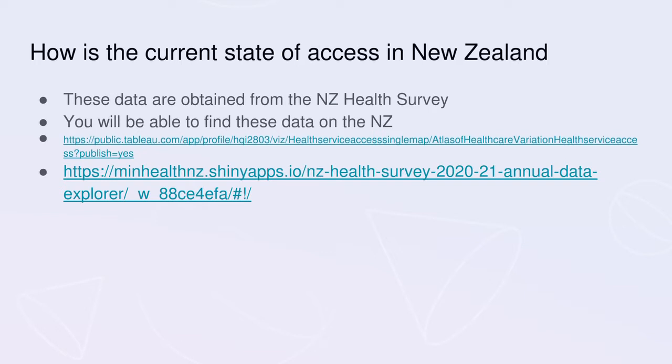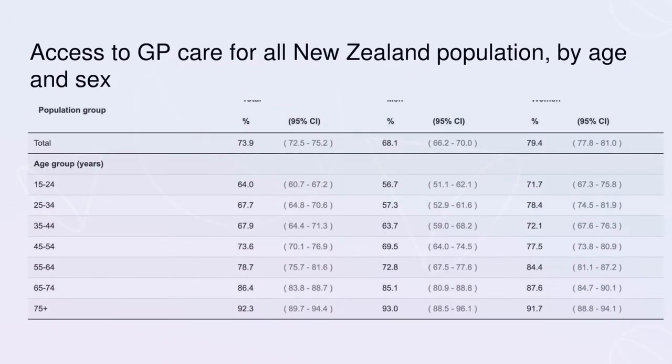The first one that we're going to take a look at is how people are accessing GP services, total of all populations, and for individual ethnic groups and deprivation levels. So we start with the first one. Here we are looking at access to GP care for the all New Zealand population, and we have stratified them by age and sex. So the population group is age group from 15 years and above till 75 years and above.